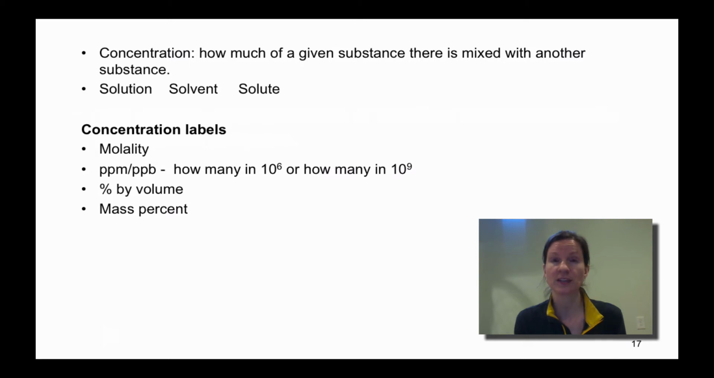This video, in terms of concentration labels, will focus on four really common ones, or at least ones that we will encounter. Molality is the first one, and we'll talk about that one. ppm and ppb is the second one, and that's how much there is per million or per billion of something. Percent by volume is one we'll talk about. Percent by mass is one we'll talk about. And then, of course, molarity will be the main one we use and have used already.